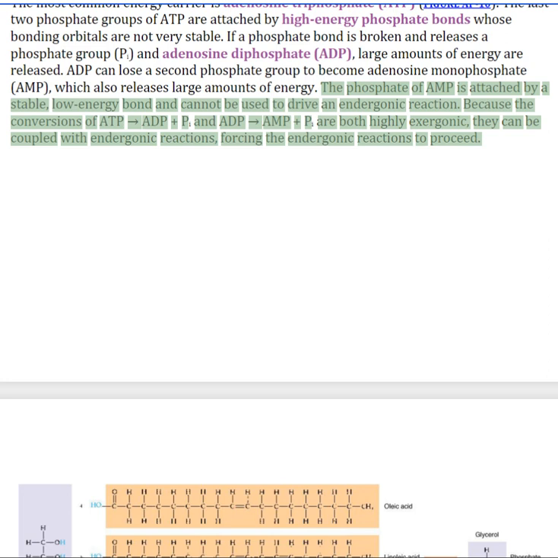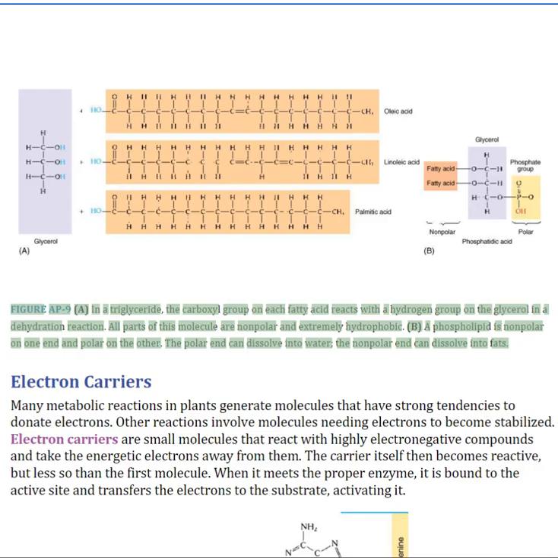Because the conversions of ATP to ADP plus P and ADP to AMP plus P are both highly exergonic, they can be coupled with endergonic reactions, forcing the endergonic reactions to proceed. Figure AP-9. A triglyceride. The carboxyl group on each fatty acid reacts with a hydrogen group on the glycerol in a dehydration reaction. All parts of this molecule are nonpolar and extremely hydrophobic. A phospholipid is nonpolar on one end and polar on the other. The polar end can dissolve into water, the nonpolar end can dissolve into fats.